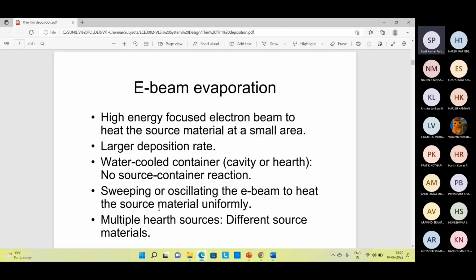And sweeping or oscillating the electron beam to heat the source material uniformly. So this is one of the process ways how we can sweep or oscillate the electron beam to heat the source material uniformly. And with multiple hearth sources, the different source materials, we can also do evaporation of the material from the source to the substrate. So these are all multiple hearth sources we need to take into account.